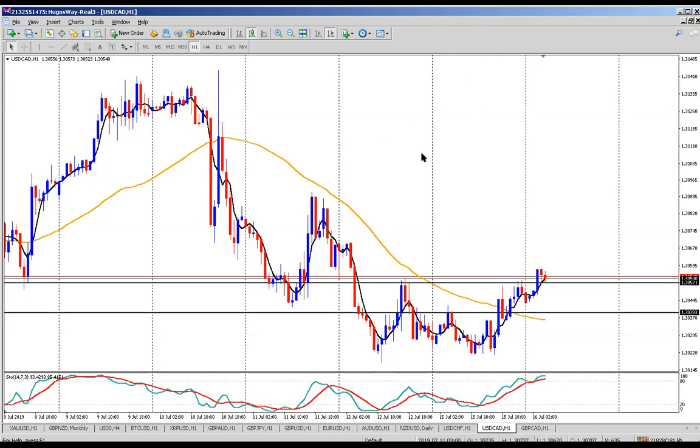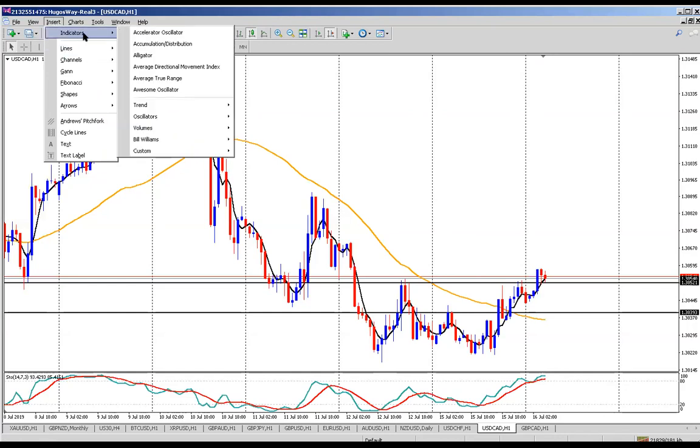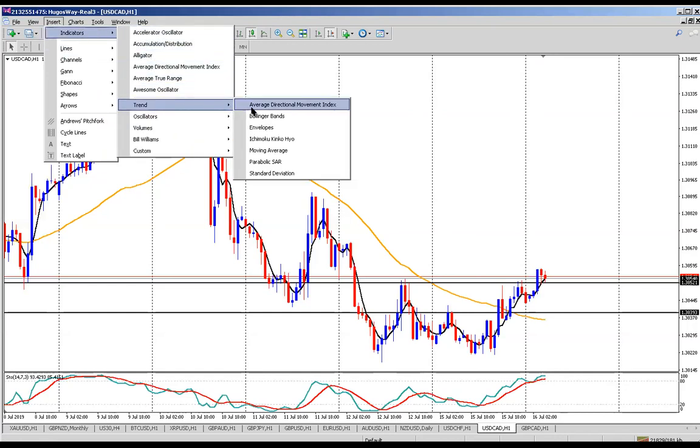So how you do the moving averages here: you go to Insert, Indicators, Trend, Moving Average. Screenshot this right there. Go to indicators. Screenshot that. I still think it's going to go up, honestly. It only went up 18, so you can still screenshot this.